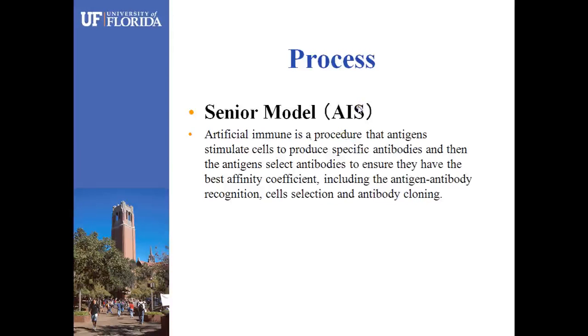And our second model is our senior model, the artificial immune system. Artificial immune is a procedure in which antigens stimulate cells to produce specific antibodies, and then the antigens select antibodies to ensure they have the best affinity coefficient, including antigen-antibody recognition, cell selection, and antibody cloning.